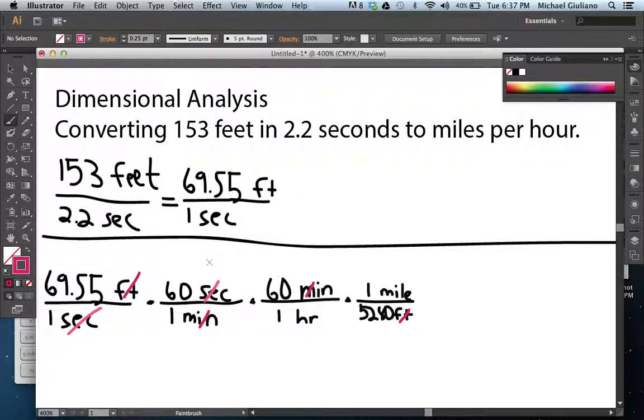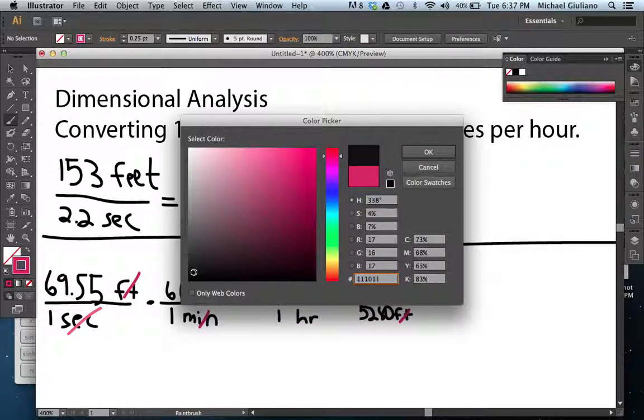Okay, and again, like I said, since each of these are equal, 60 seconds is 1 minute, so that fraction is equal to the number 1. 60 minutes is equal to 1 hour, so that's equal to the number 1, and 1 mile is equal to 5,280 feet, so that's equal to 1. Like I said, this is eventually going to change the way this guy looks, but it's not going to change the value. Alright, so now we have a multiplication problem.